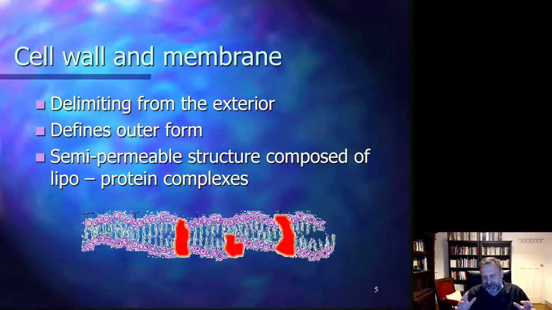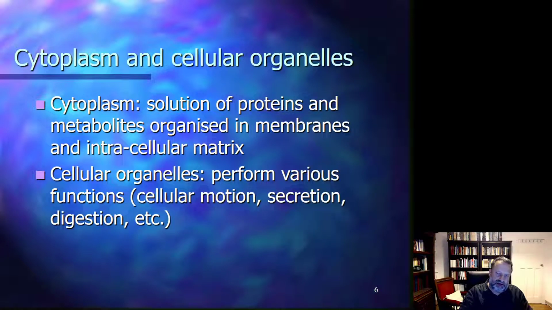Now, if you look at the cell, what you see is that it's delimited from the exterior. It has a cell membrane, and sometimes it has a cell wall on the top of the cell membrane. This is a typical semi-permeable structure made of a lipid membrane with proteins inserted in it, which work as ion channels or signaling molecules and so on, or receptors. Now, inside of the cell membrane is the cytoplasm, which also contains the various cellular organelles.